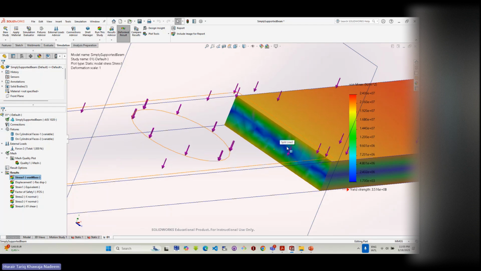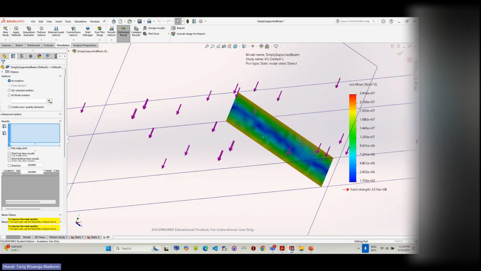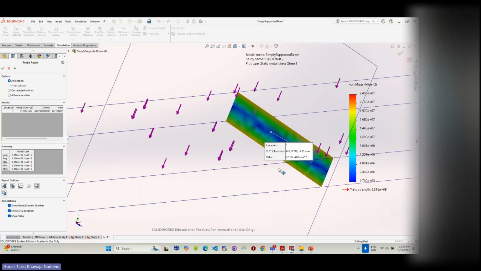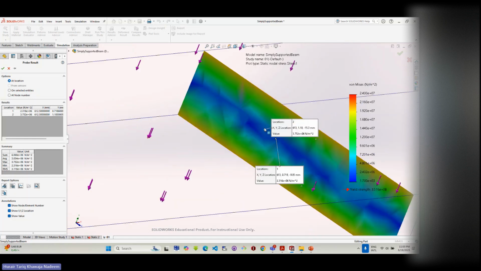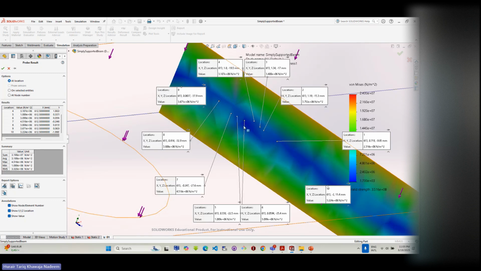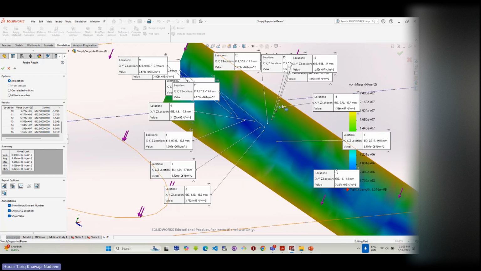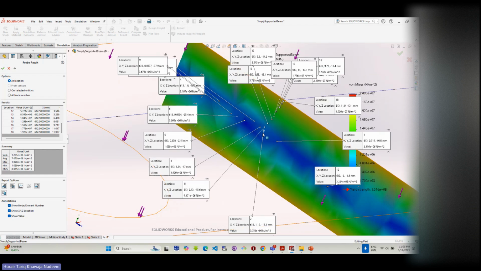And you can find out the values as well. For example, you come over here and you click on probe. This is very important. Probe is something like an instrument. You click on this and see what's the value. These are all nodes. Remember, the elements are actually made up of nodes. So you can get as many values as you want. You can go all the way up along the line and get the values of stresses.